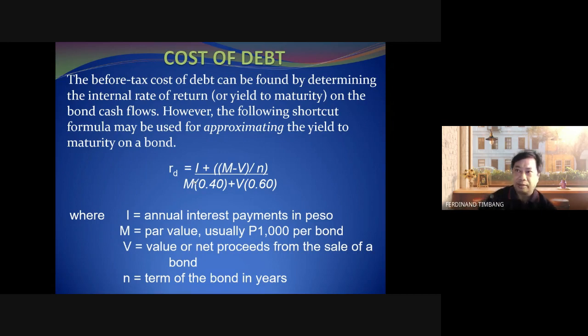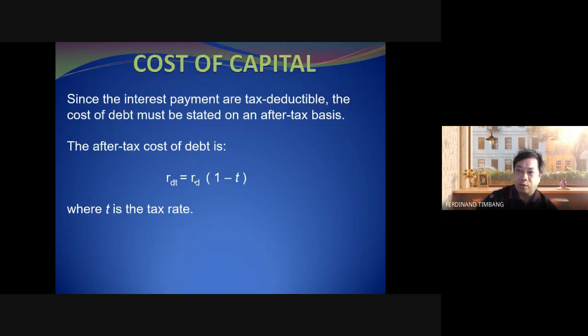So anyway, ito yung formula natin for computing for the cost of debt before tax. So what is important is to get the cost of debt after tax. Okay? So we need the cost of debt after tax. So to compute now for the cost of debt after tax, we have this formula. We have now the RD times the 1 minus T. So that is the cost of debt after tax.